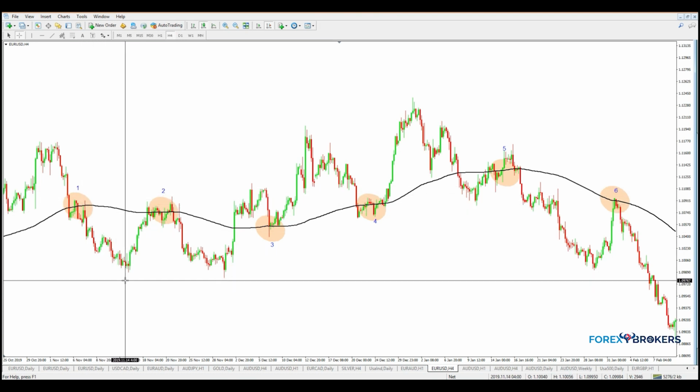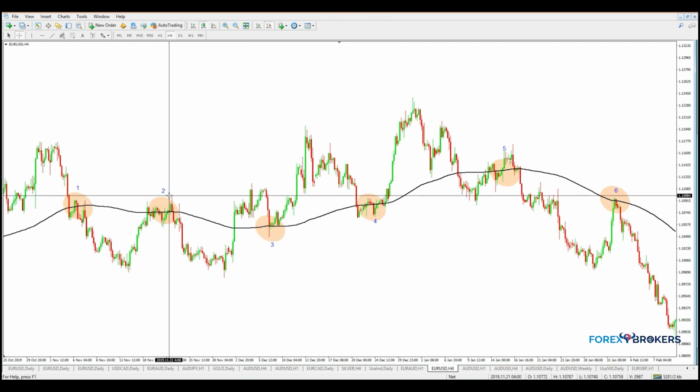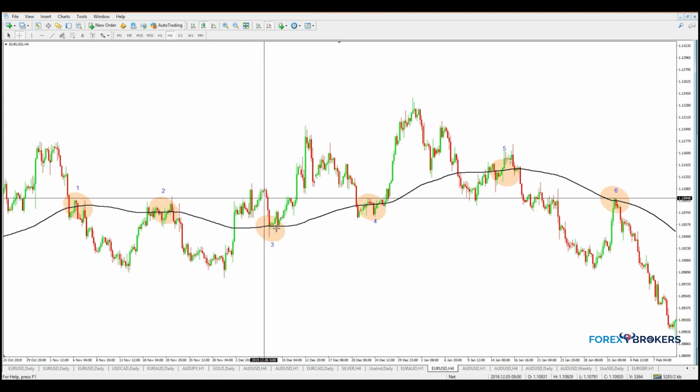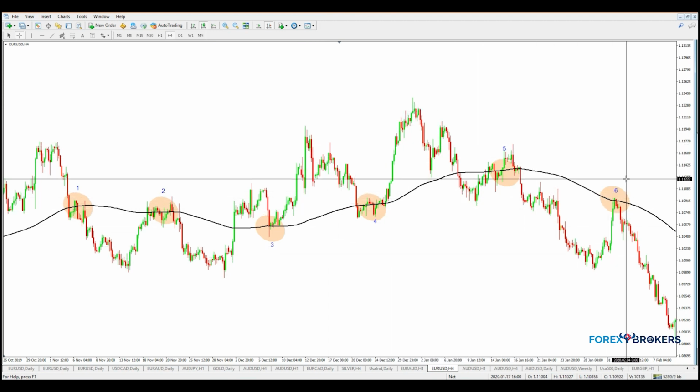Then it broke lower. The same moving average that found support here found resistance here: resistance broken, support; support broken, resistance.